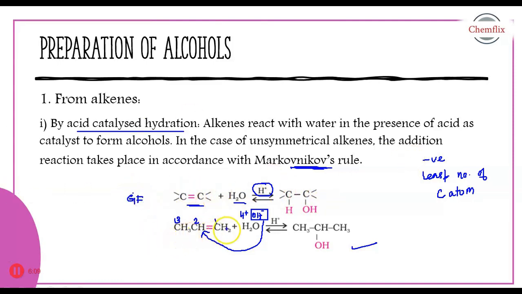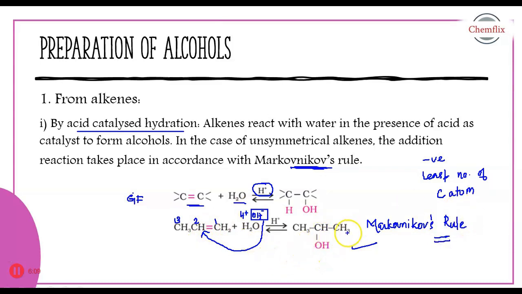And you are taking an alkene there. It is according to the Markovnikov's rule. That means in addition, the negative part of the addendum, the substance that is going to add, will add to the carbon containing the least number of hydrogen atoms. That is Markovnikov's rule. Okay, so from alkenes, how can you prepare alcohol?